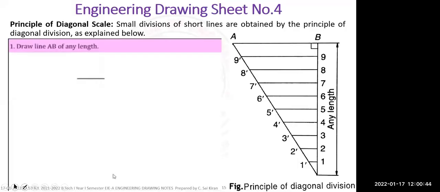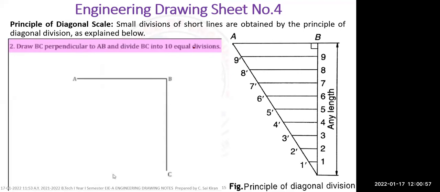So watch the video once. Here I'm drawing a line AB. Then draw BC perpendicular, divide BC into 10 equal parts. If it is metric, you have to divide into 10 equal parts. If it is feet to inches, then you have to divide into 12 equal parts. Then mark the divisions 9, 8, 7, 6, 5, 4, 3, 2, 1.